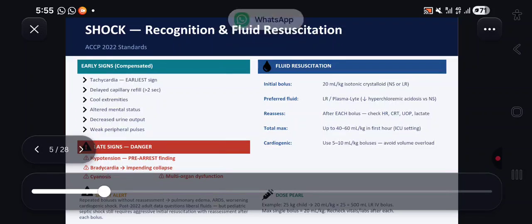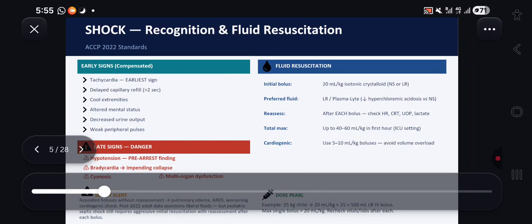We will talk about the signs of shock in pediatrics: the early signs are tachycardia, delayed capillary refill time, cool extremities, mental status change, decreased urine output, and weak peripheral pulses. But the late signs, which are dangerous, like hypotension, considered a pre-arrest finding, bradycardia, cyanosis, and multi-organ dysfunction.